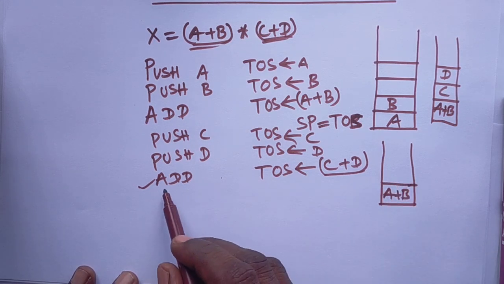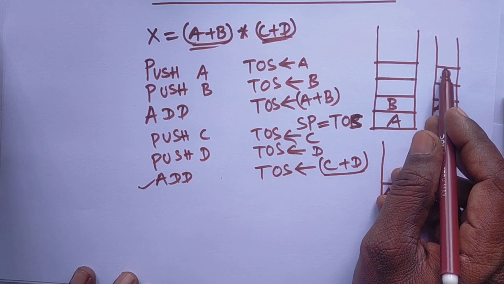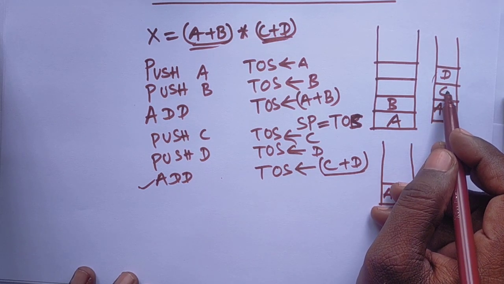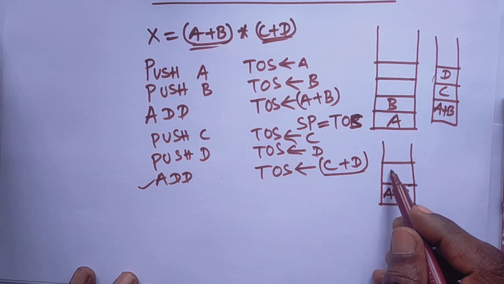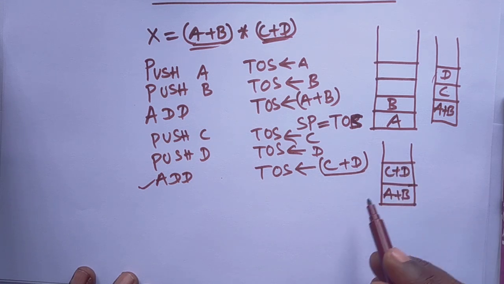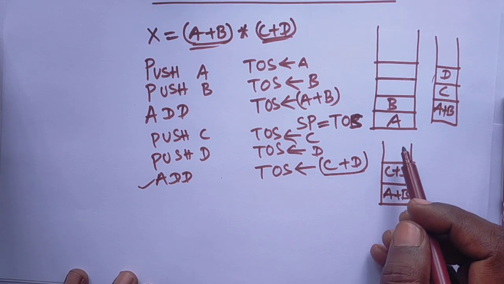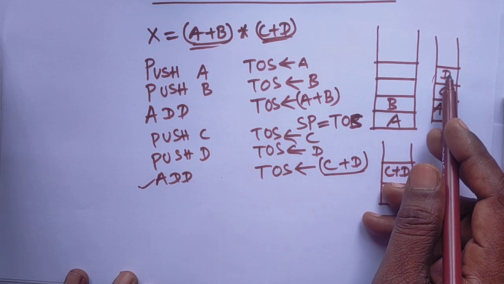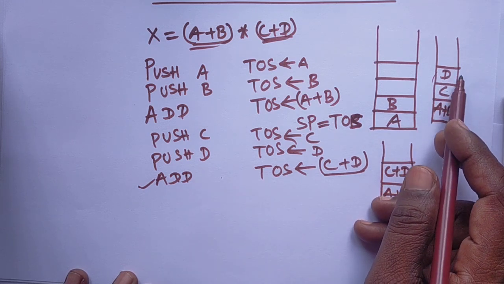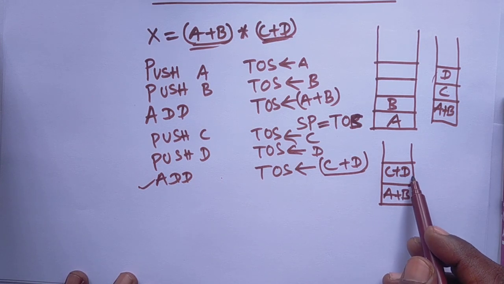Next, whenever the add operation comes, it again starts the operation of c plus d. There is no need to add c and d separately and then add again. Whenever the add operation comes, the last two operands, c and d, start the operation, c plus d. So c plus d is stored here.